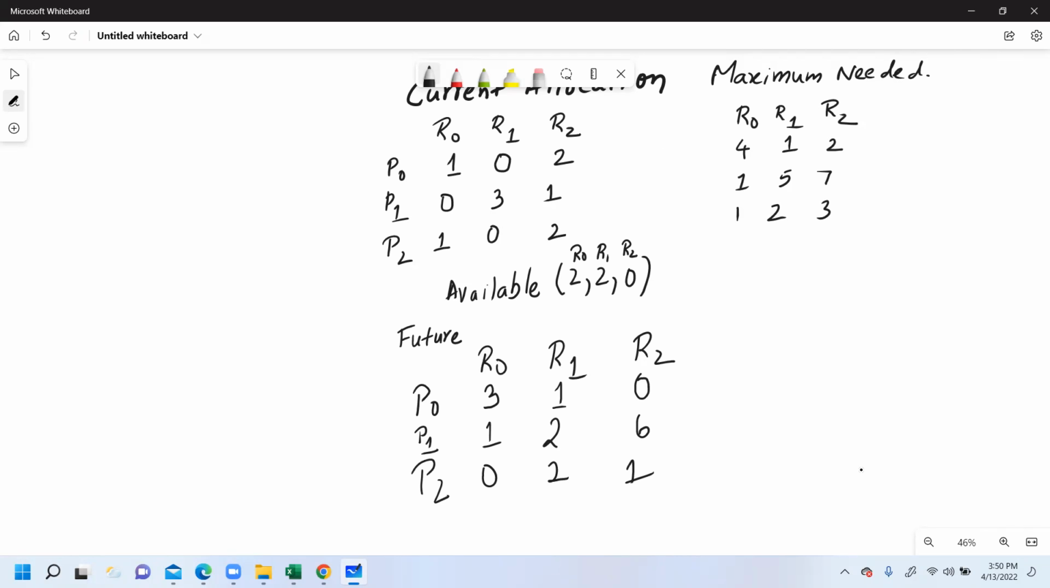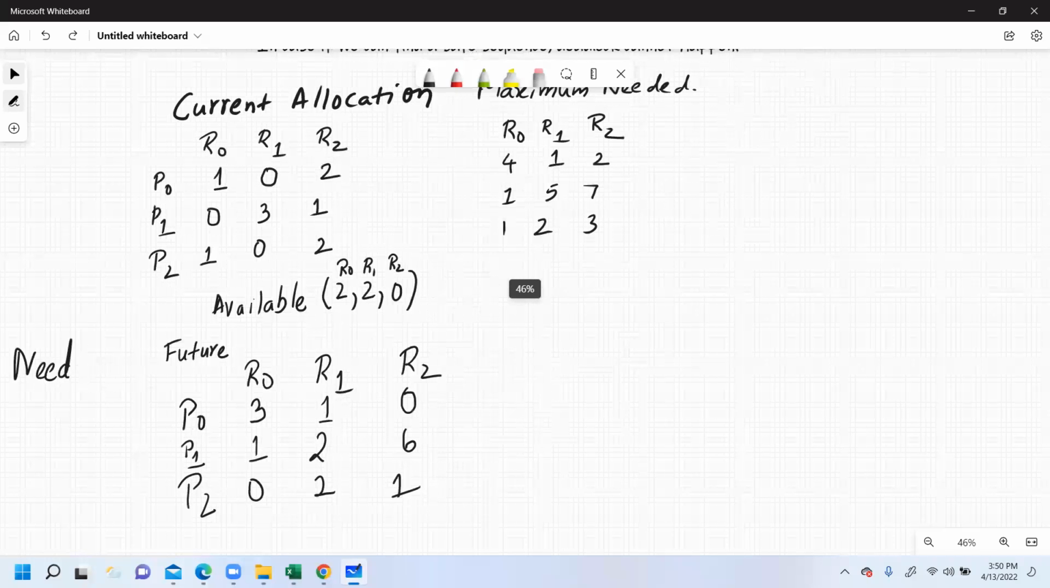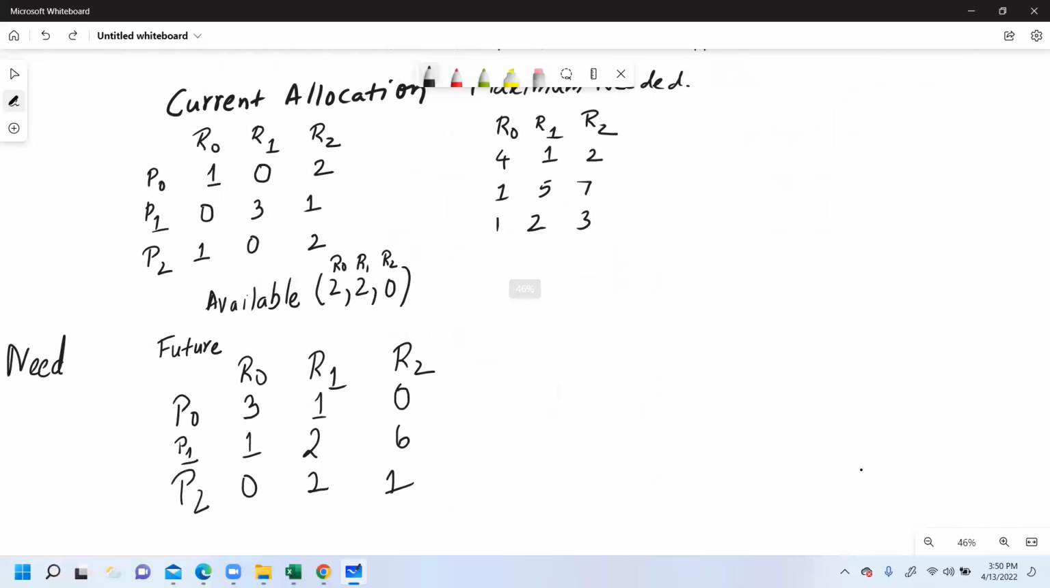So sometimes they call it the future matrix, but in the book, sometimes they give it as the need matrix. So this is the future need, right? Need matrix or future need or whatever, this is called the need matrix. So you know how to calculate the future matrix, right? In the question, the current allocation is given, the maximum needed is given, and the future is given, right?